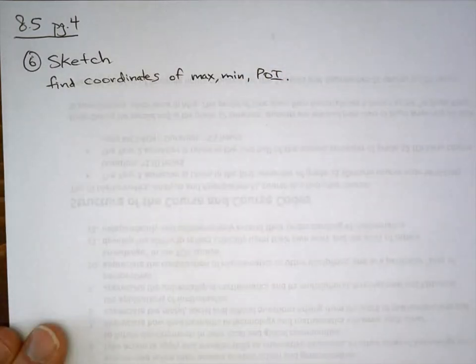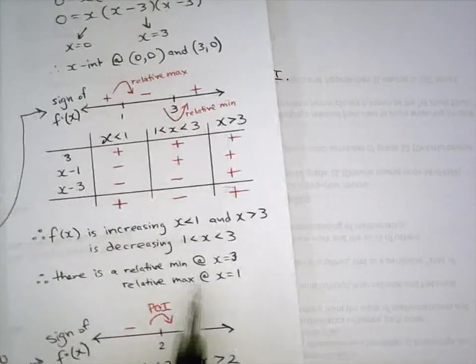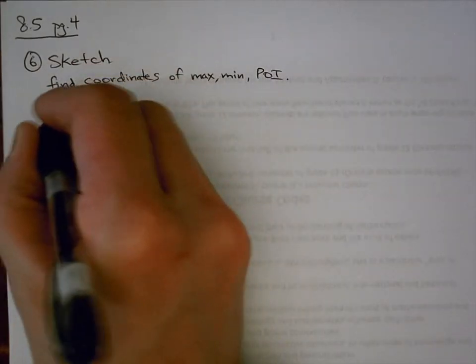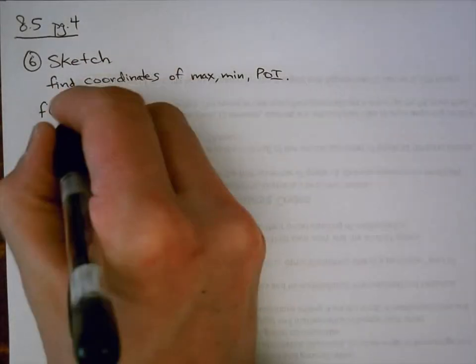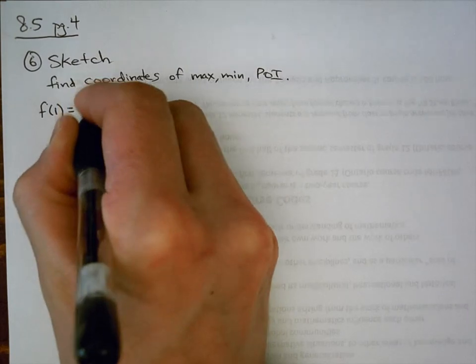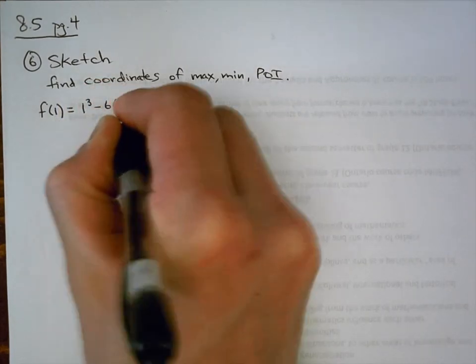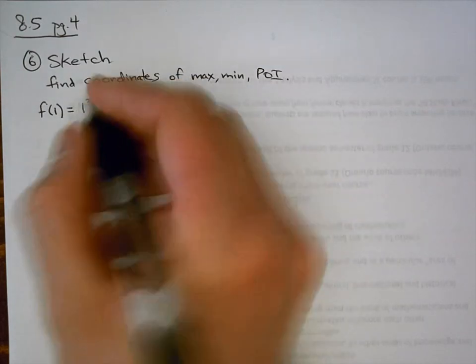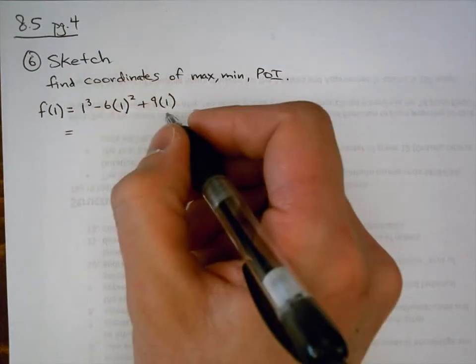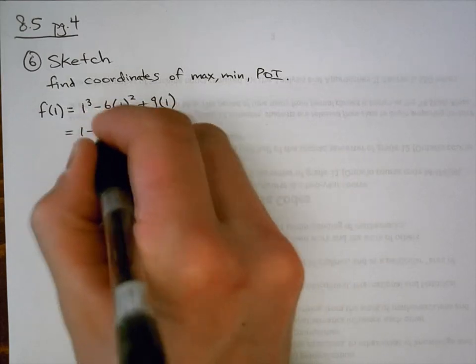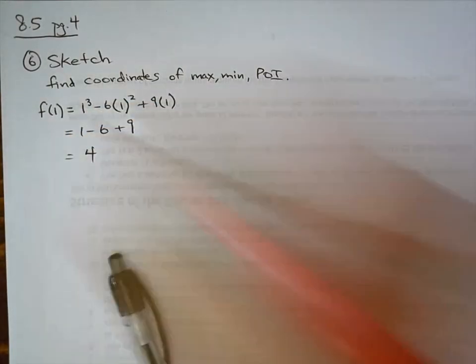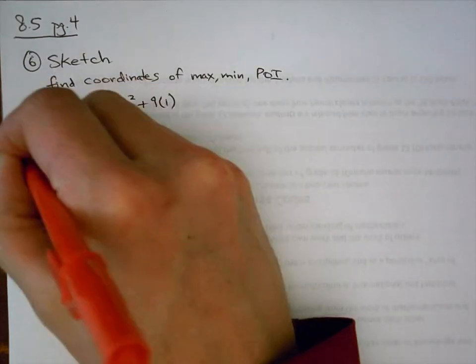So if you remember, our maximum was at x equals 1. So I need to find the corresponding y value. So I'm going to sub in to my original expression, x equals 1. So I'm going to get 1 to the power of 3 minus 6 times 1 squared plus 9 times 1. That gives me 1 minus 6 plus 9, and that gives me 4. I'm just going to make a note here what I was doing. This was the local max point.